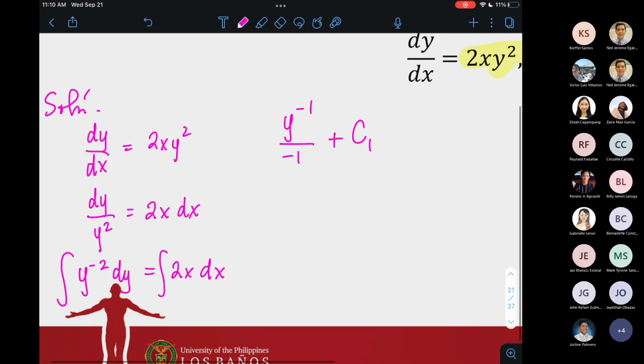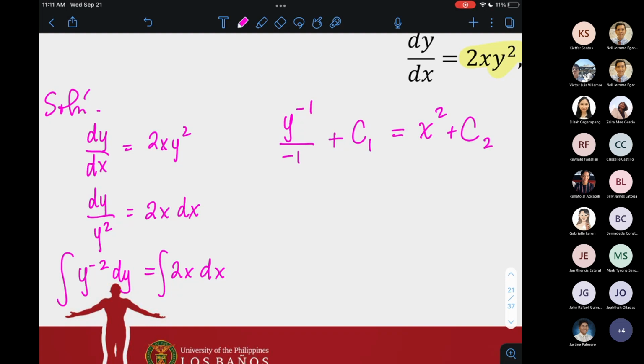And then I'll integrate the right-hand side as well. Integral of 2x. 2x squared all over 2. So that's going to be x squared plus another arbitrary constant. Let's call it C2. Right? So don't forget the arbitrary constants because they represent the parameters in the solution. Kaya nagkakaroon ka ng infinitely many solutions kasi nga merong parameters na involved. Merong mga arbitrary constants na involved.